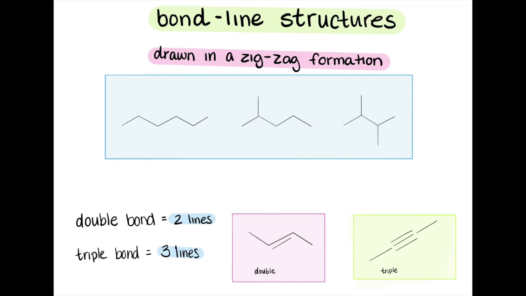Bond line structures are drawn in a zigzag format, and each endpoint or corner represents a carbon atom. Here you can see 3 examples of compounds that all contain 6 carbon atoms. Double bonds are shown with 2 lines, and triple bonds are shown with 3 lines, as you can see in the 2 examples at the bottom right.